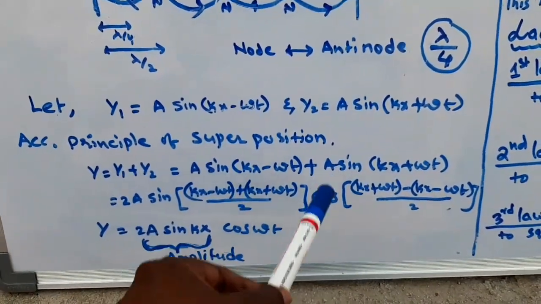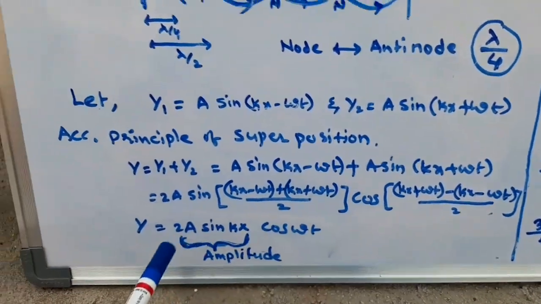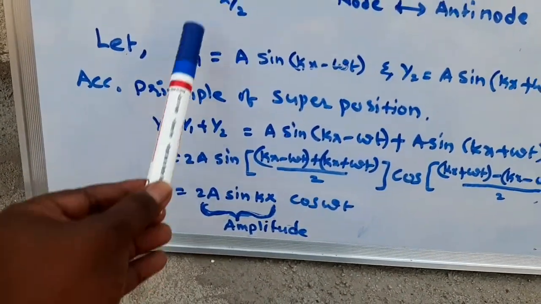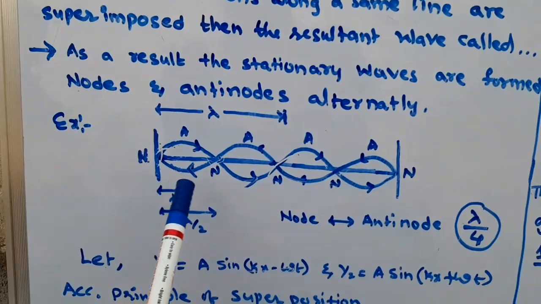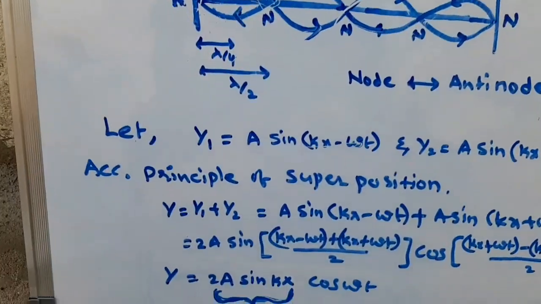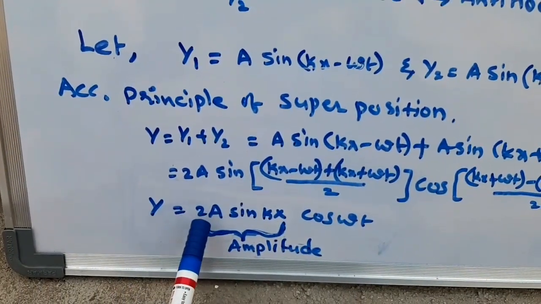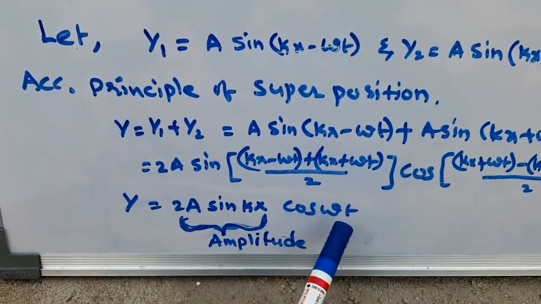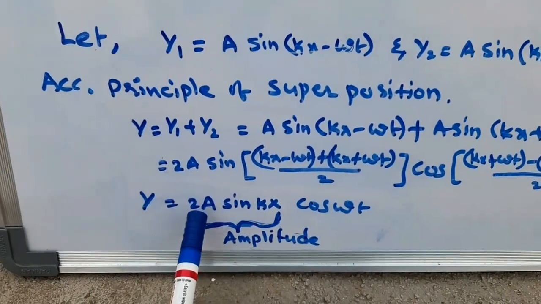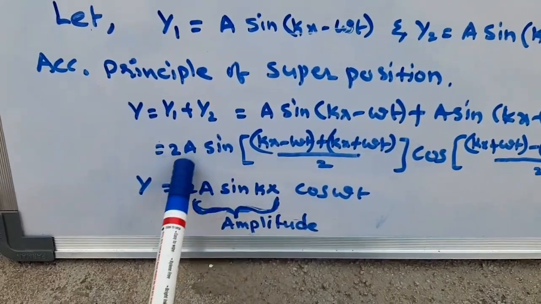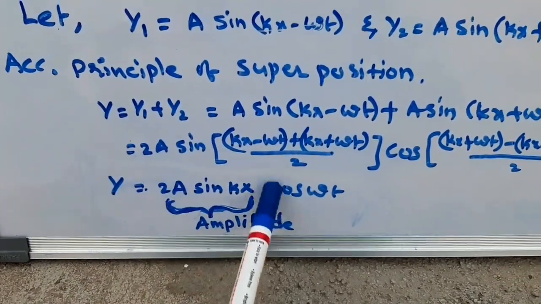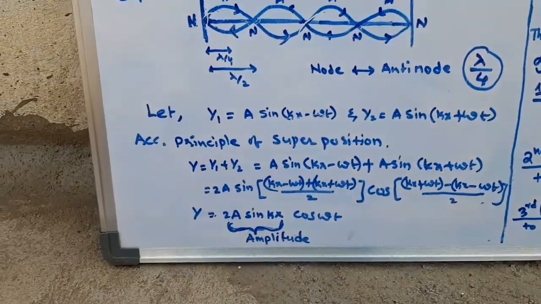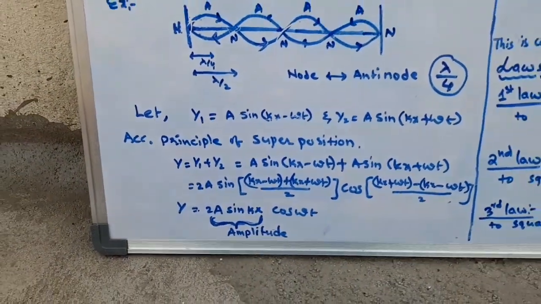By applying these formulas to the equation, I get the result, which is equal to the displacement of the superimposed wave. The displacement of a stationary wave is given by y equals 2a sin kx cos omega t. But 2a sin kx represents the complete amplitude of the resultant wave. So this is the mathematical formula.